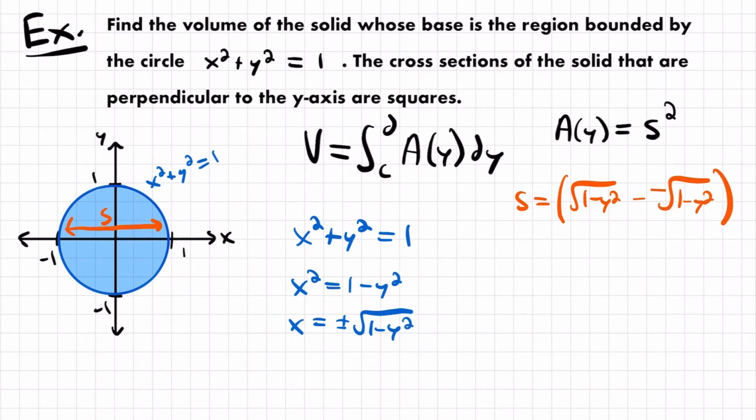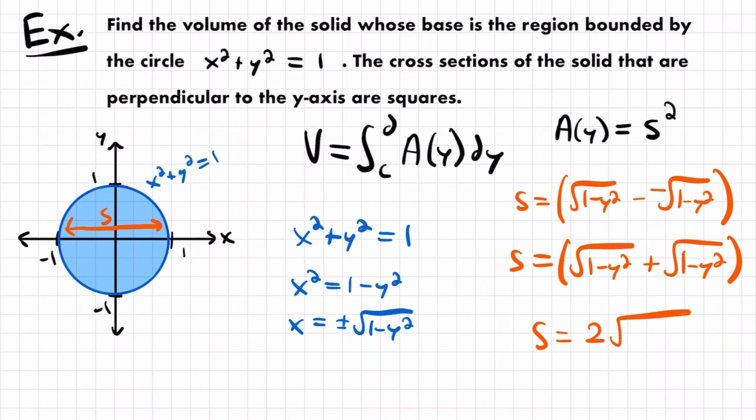Right, the positive square root of 1 minus y squared is this half of the circle, and the negative square root of 1 minus y squared is this half of the circle. And so we subtract the left side from the right side, and that will give us the distance between those two sides. And so s is equal to the square root of 1 minus y squared plus the square root of 1 minus y squared, because these two negatives will cancel out to become positive, and so then s will be equal to 2 times the square root of 1 minus y squared, right? These are the same expression, and so we can combine them to be 2 times the square root of 1 minus y squared.